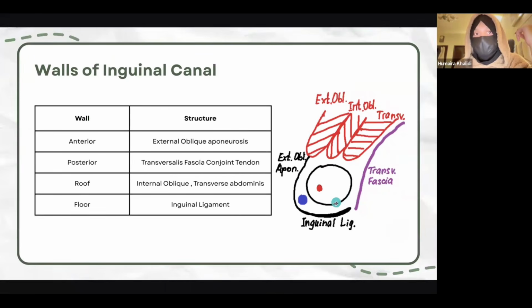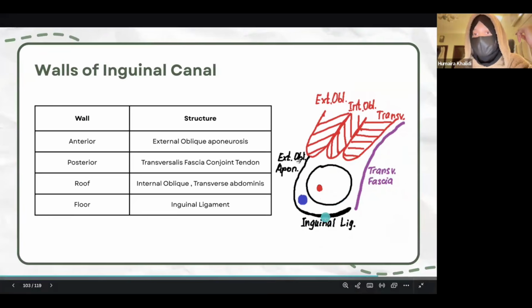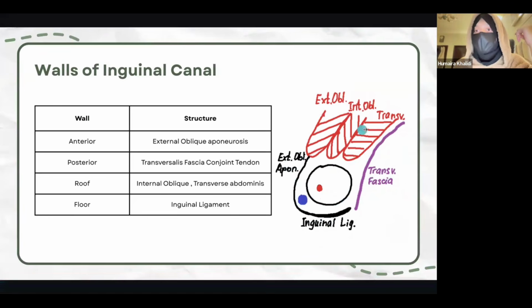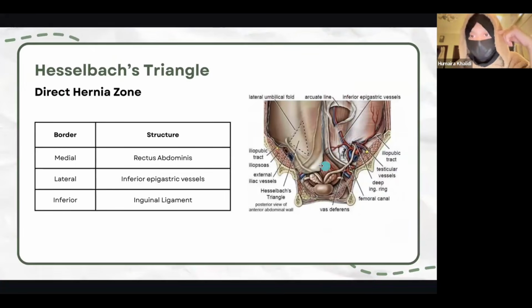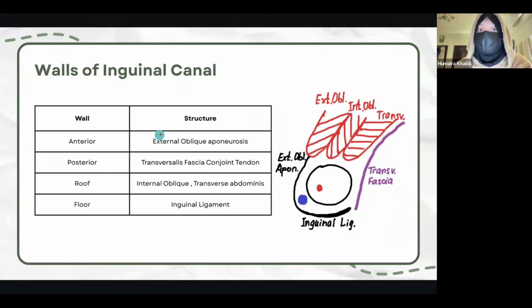But this is the inguinal canal. These are the transversalis fascia, posteriorly; the inguinal ligament, inferiorly; and the external oblique aponeurosis, anteriorly. This was in Dr. Olena's slide. Wonderful slide. Wonderful woman that she is. Direct hernia, Hesselbach's triangle. Now, you have two types of hernias, guys.